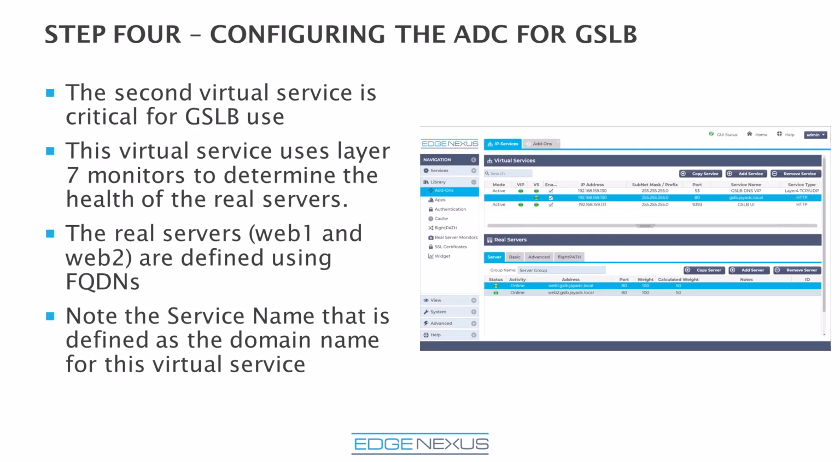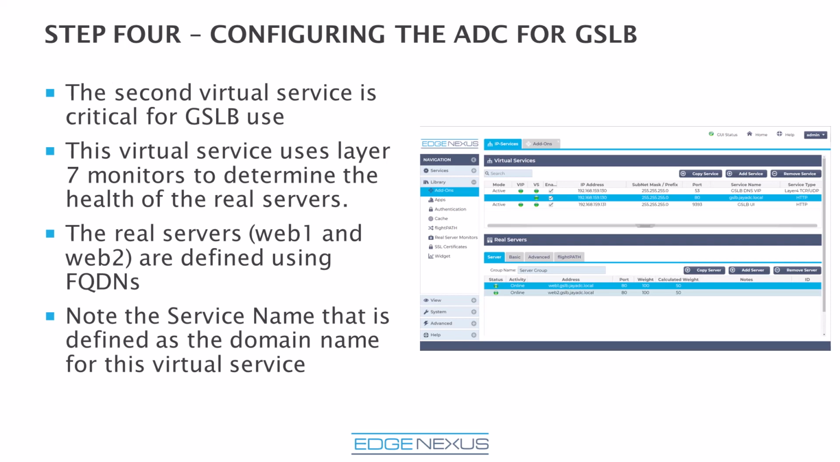The second virtual service in this setup is critical to the proper functioning of the GSLB, as it utilizes layer 7 monitors to assess the health of the real servers. These monitors are responsible for checking the status of the servers by examining their applications, protocols, and other attributes. This allows the GSLB to switch users to the alternative DC in case of failures.